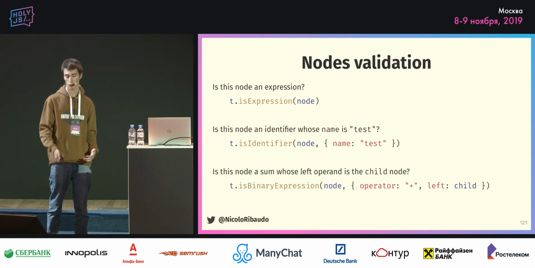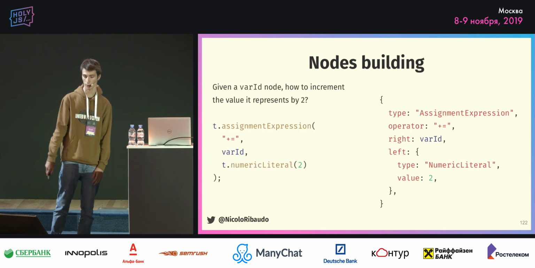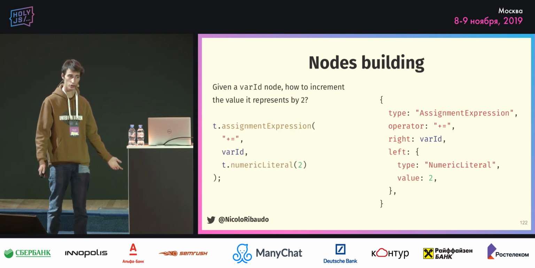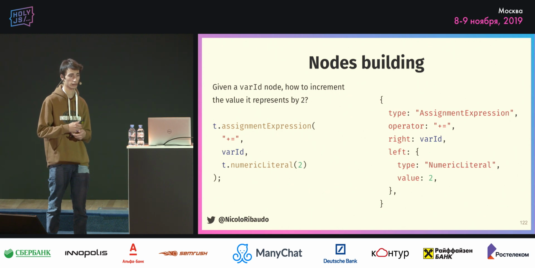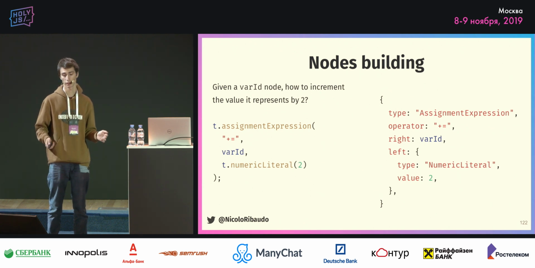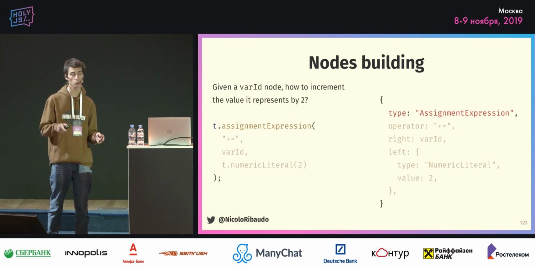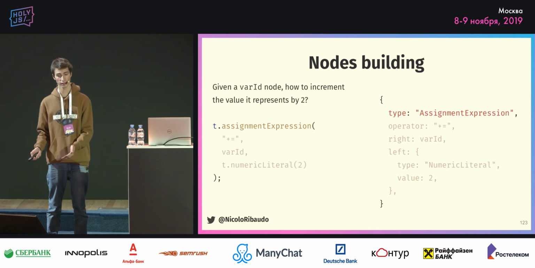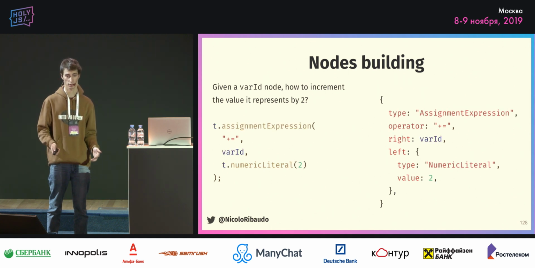And you can also provide multiple properties. They can also be other nodes. For example, here, the left property of the plus operator must be a child node that we have got from somewhere else. It also provides a lot of functions to build nodes, because writing the AST as JSON can be quite long. And so we provide one function for each possible node. In this case, we are creating an assignment expression, and the name of the builder function always matches the name of the node that you are creating, and it receives different parameters which correspond to the different properties of this AST node.